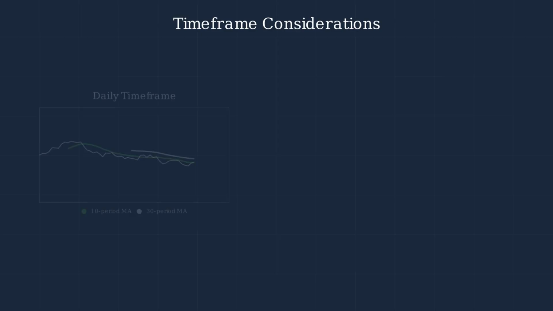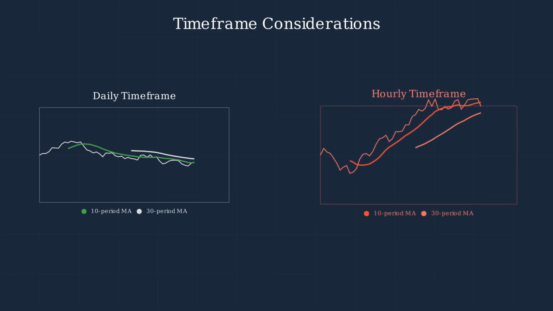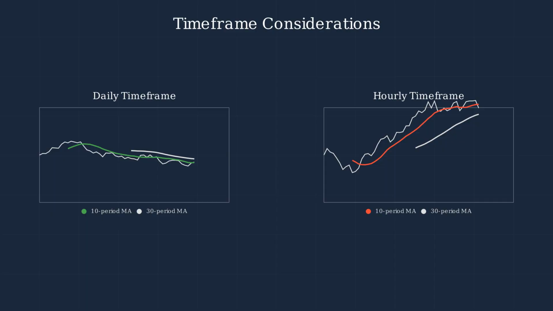frequency. Longer time frames, like daily and weekly charts, typically produce more reliable signals but offer fewer trading opportunities. Notice how the moving averages on the daily chart produce smoother, clearer crossover signals with less noise. In contrast, shorter time frames such as hourly or 15-minute charts generate more frequent signals but with lower reliability due to increased market noise.